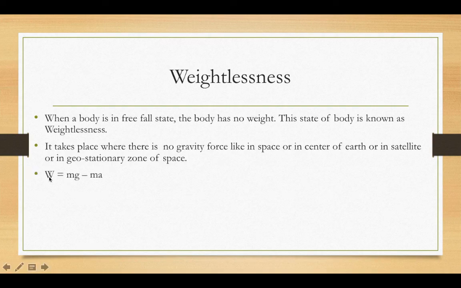And here the real formula of weight is mg minus ma. Normally the weight formula we have taken is mg, but actually the real formula of weight is mg minus ma. So when a body is in a free fall state, what will happen? The acceleration of the body and the acceleration due to gravity will be equal. So if the body is in a free fall state, mg minus ma, where a can be g, so mg minus mg is 0. So that is the reason weight becomes 0.